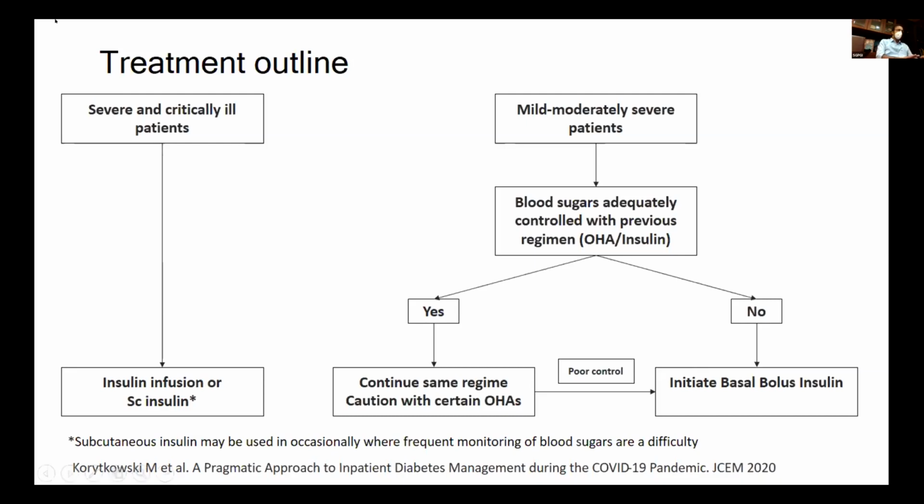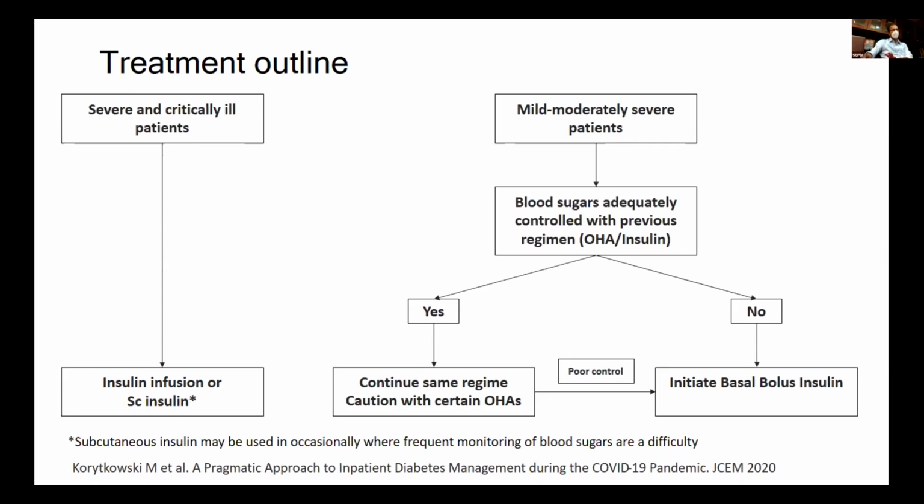If they are critically ill, they will require insulin infusion. If they are mild, moderately, or severely ill and eating, they will require subcutaneous insulin. If on the previous insulin regimen the blood sugars are controlled, we should continue that insulin regimen, even if it is a 30-70 or Mr. type of insulin.